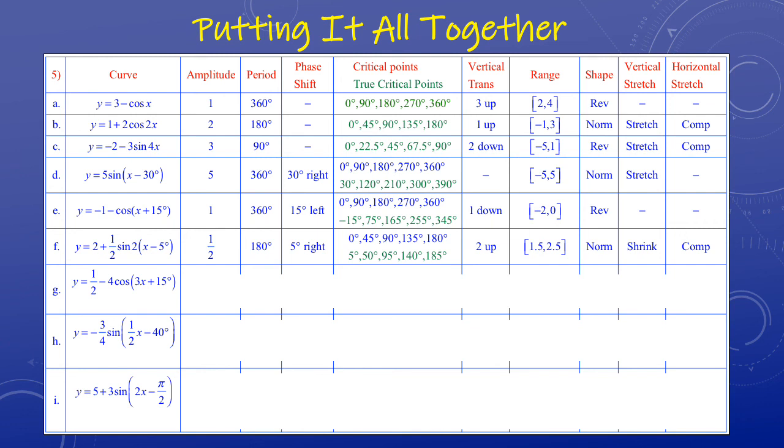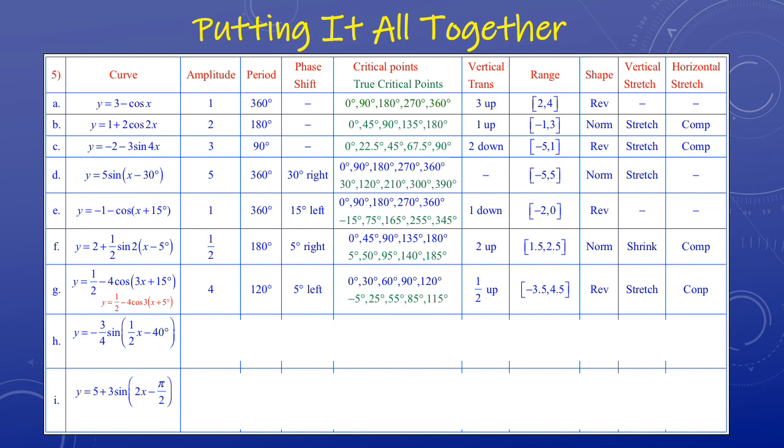This curve has been shifted 2 units up, making the range 1.5 to 2.5. The curve is normal. Because the amplitude is less than 1, it is vertically shrunk, and because the period is less than 360 degrees, it is horizontally compressed.